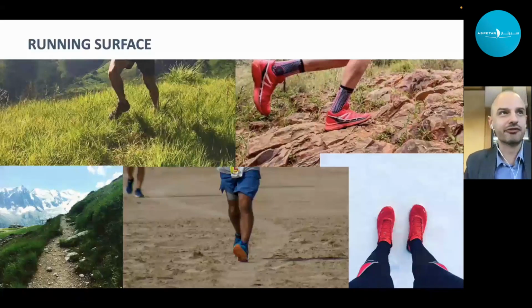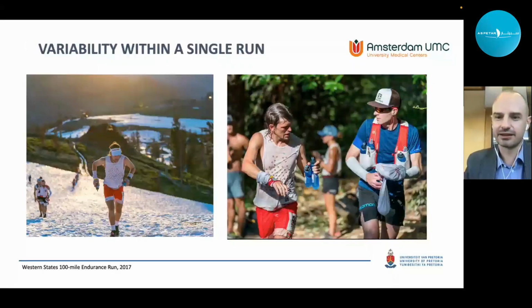Also, we have to think about the variability within a single run. This is the Western States example, where you start in snowy conditions, soft underfoot, and later you end up in extreme heat, on more manicured trails. We have to think about the variability that trail running brings in a single race, and how we adjust our approach to that.